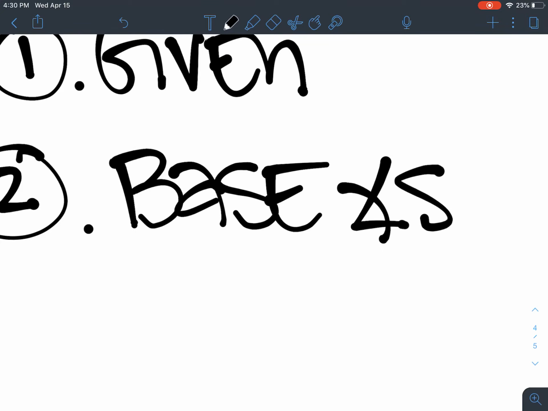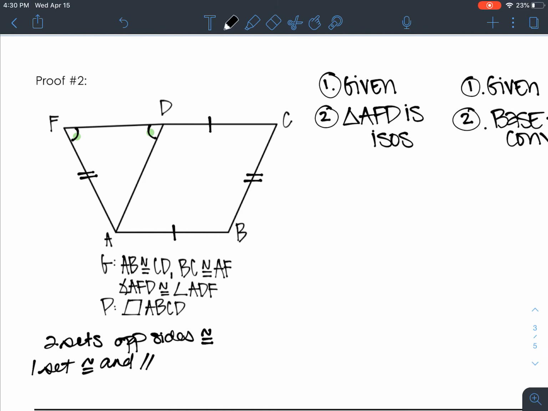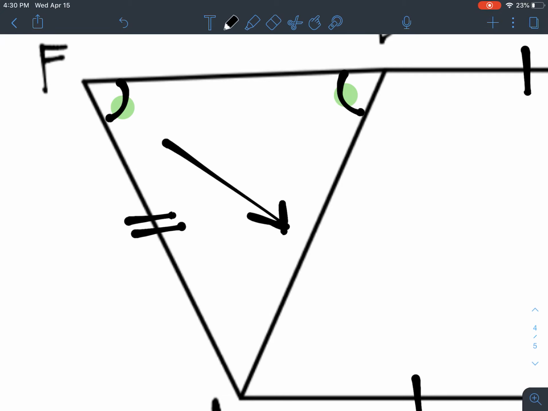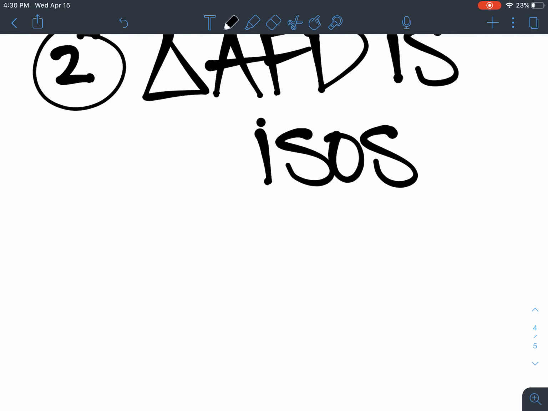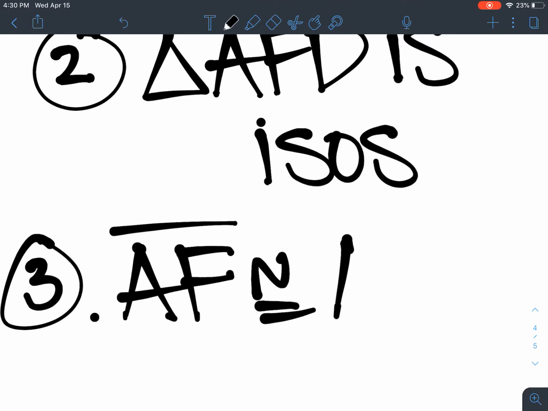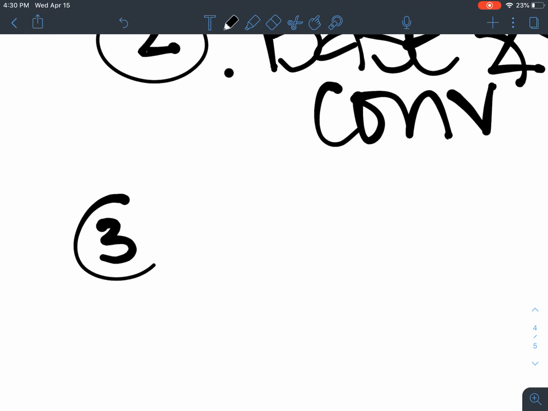It's been a while since we've seen that. And then if we know that triangle AFD is isosceles, then we know that you have to have 2 sets of sides that are congruent. So to determine that, remember we did the crisscross, that said that those sides that are opposite of those angles are going to be the ones that are congruent. So that means that AF has to be congruent to AD, by definition of isosceles.